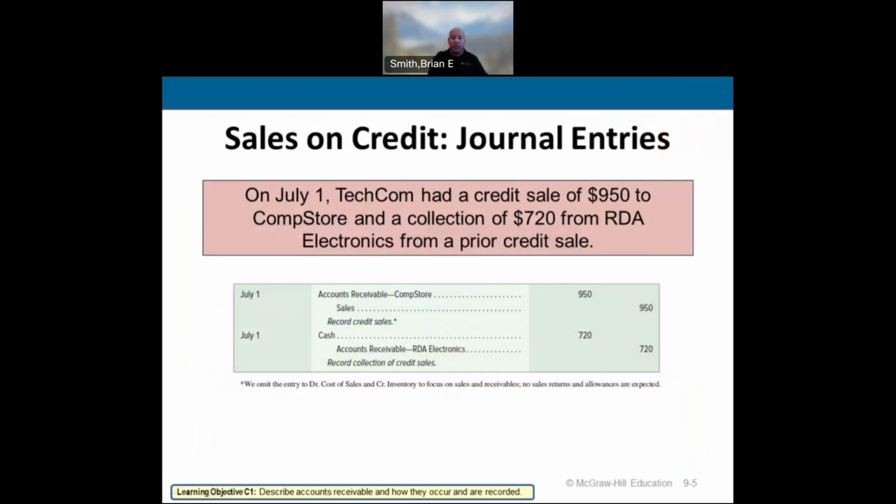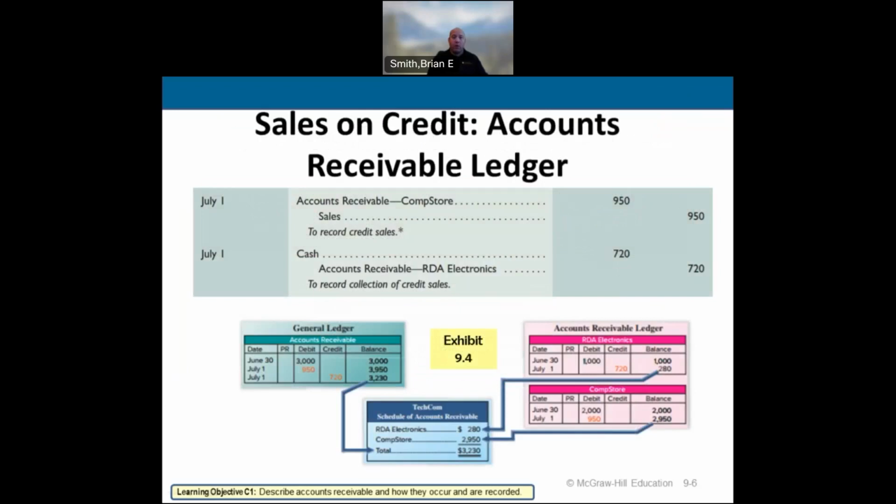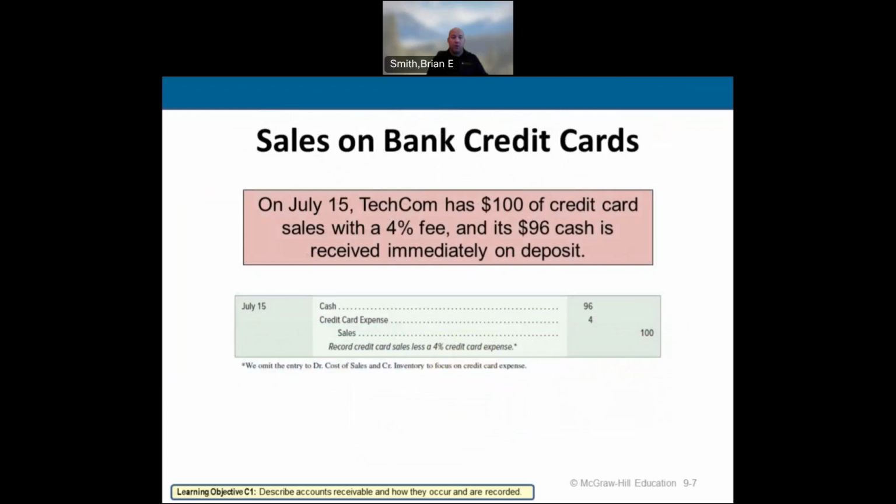When we have a credit sale, this is kind of a reminder here. We're going to debit our accounts receivable because it is an asset, and we're going to credit our sales. And then when we collect on that account, we're going to debit our cash and credit our accounts receivable. This is just showing you the same transactions based on the ledgers from the accounting chapter 7 that we did.